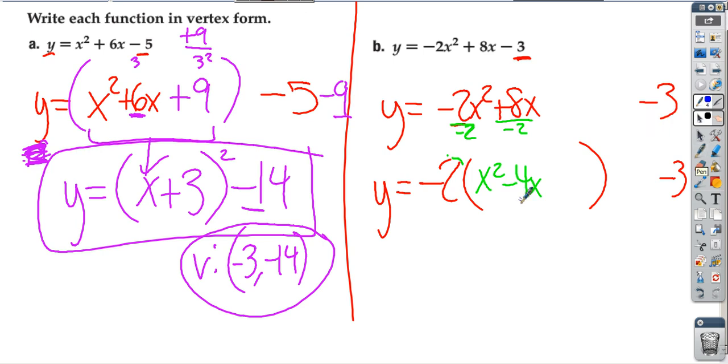We take half of this number, which is negative 2. We square negative 2 to get 4. Now here's the tricky part. Because this number negative 2 is out in front, it looks like we just added 4. If you go back to this problem, when we added 9, what did we do to balance that out? We took 9 away again. But here's how you have to think about it. You didn't actually add 4 right there. You actually added 4 times that -2, because the -2 is like distributing into that parentheses, distributing to that 4.